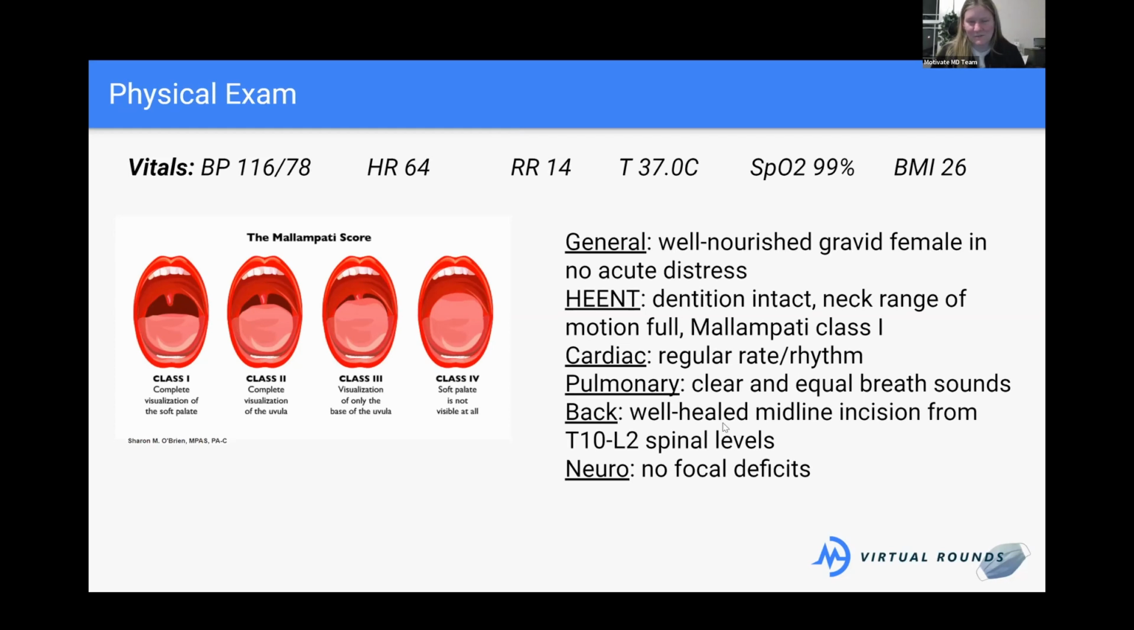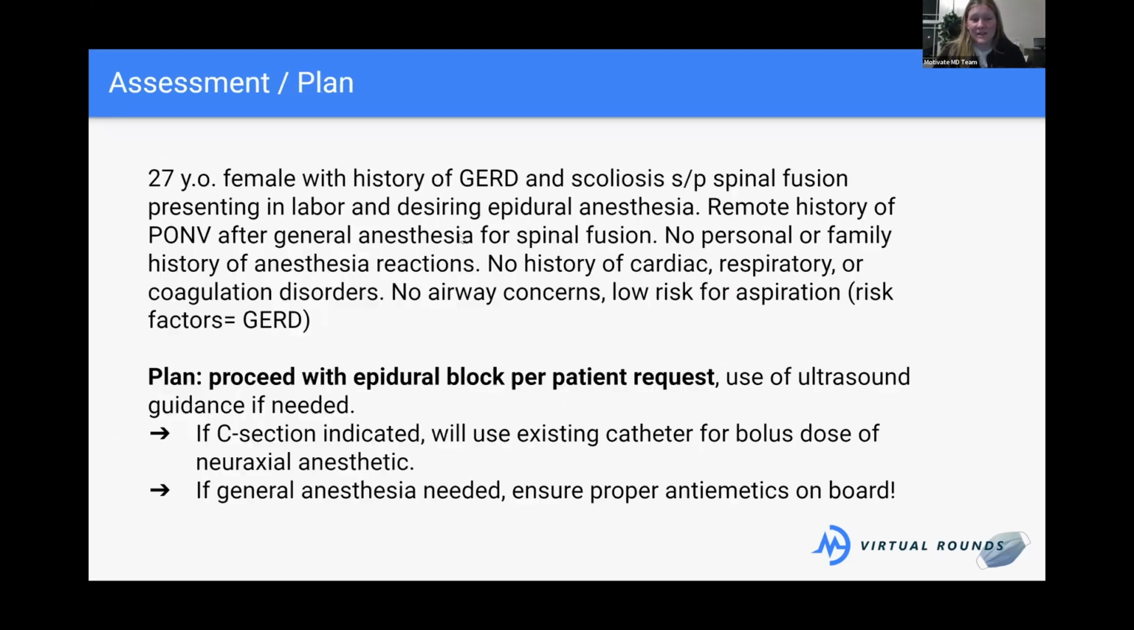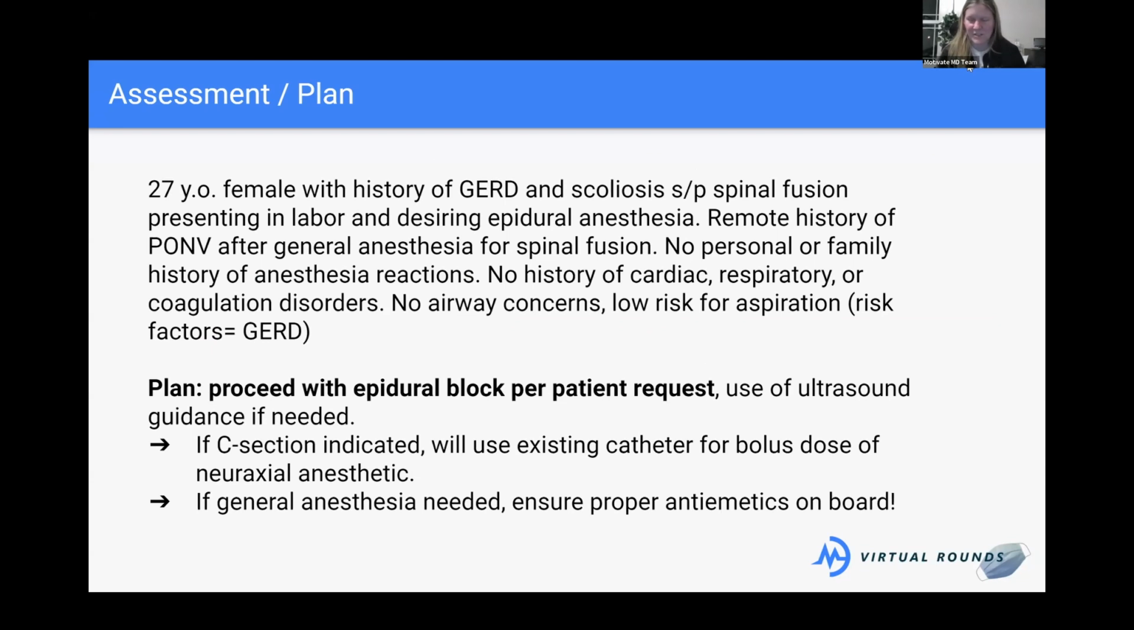So this is our assessment and plan. We have a 27-year-old female with a history of GERD and scoliosis who is status post spinal fusion. That's a little background information about her in the one-liner to start off the assessment. And she's presenting in labor and desiring epidural anesthesia.